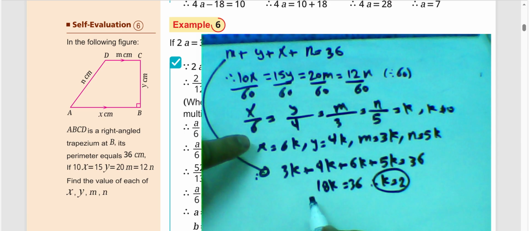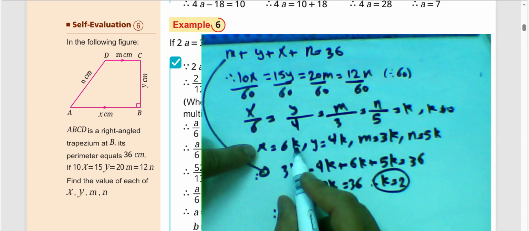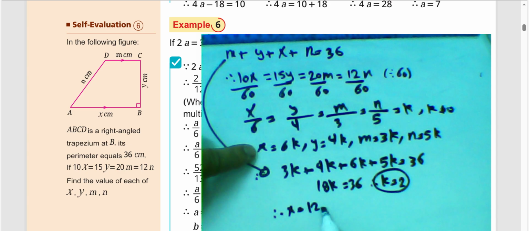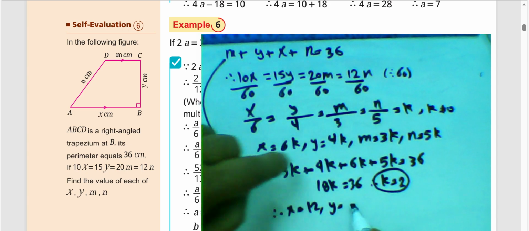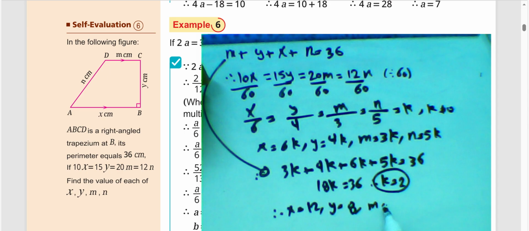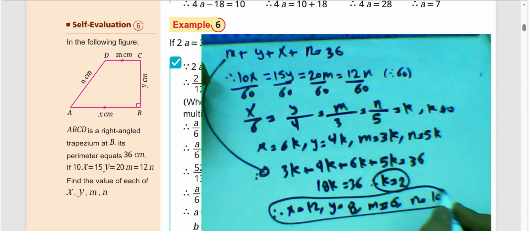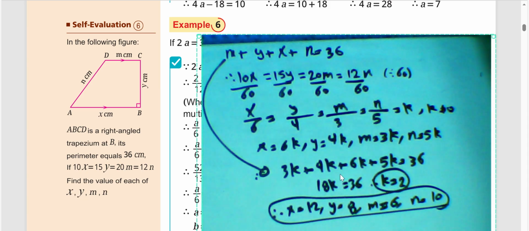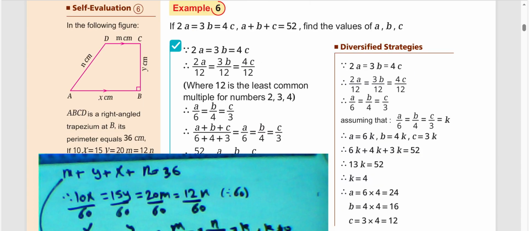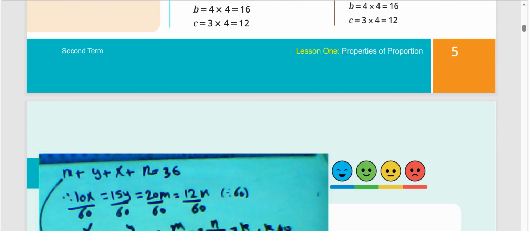Now I will find the value of x. x will be 6 times the value of k. 6 times 2 is 12. And y equals 4 times 2, which equals 8. And the value of m equals 3 times 2, which is 6. And the value of n, 5 times 2, equals 10. Okay, that is the solution for these numbers. Okay, understood? Now I will solve the next question.